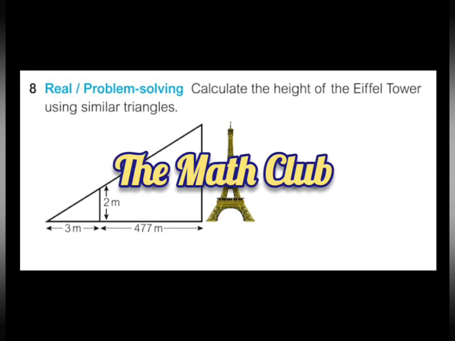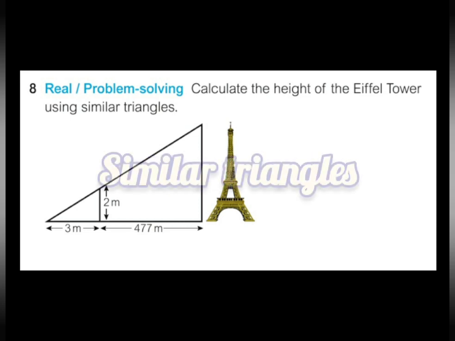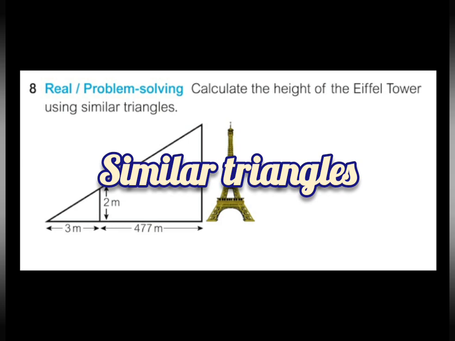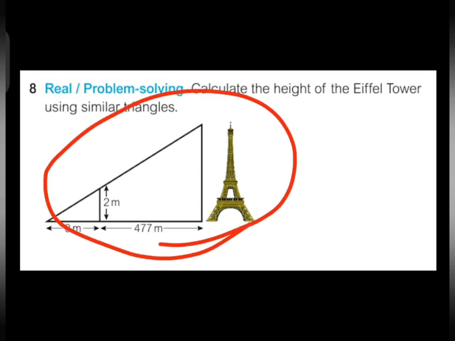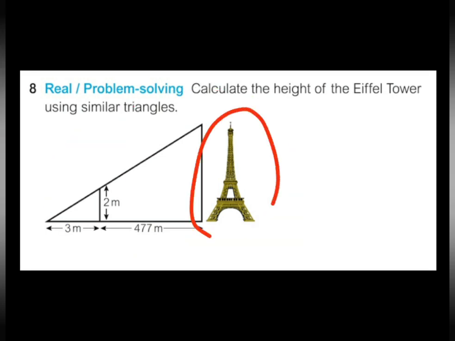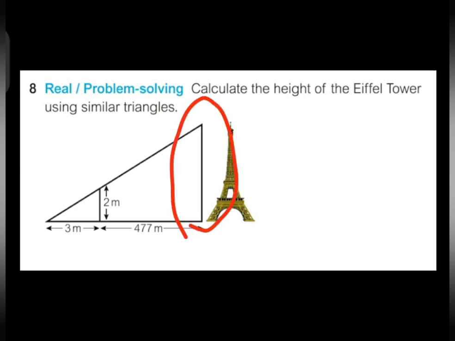In this video, we're going to talk about similar triangles and how to answer questions regarding similar triangles. Question 8. Calculate the height of the Eiffel Tower using similar triangles. Now as you can see here, we have the Eiffel Tower, and the Eiffel Tower is the same length as this line. So we need to find this line to find the length of the Eiffel Tower.